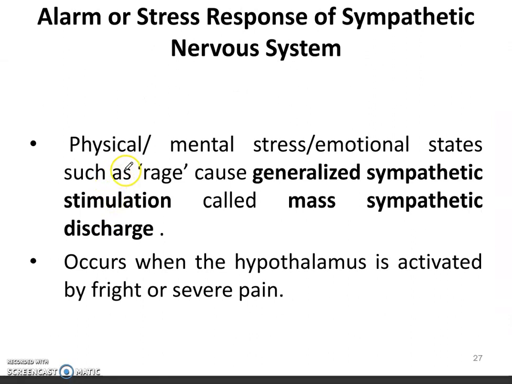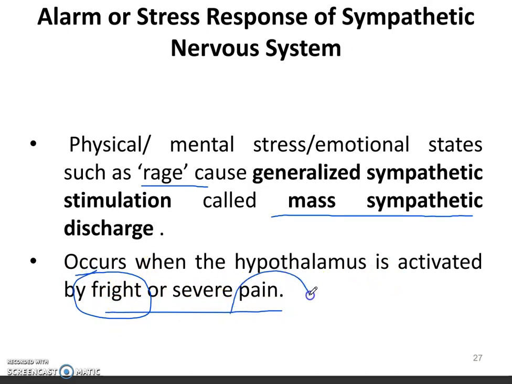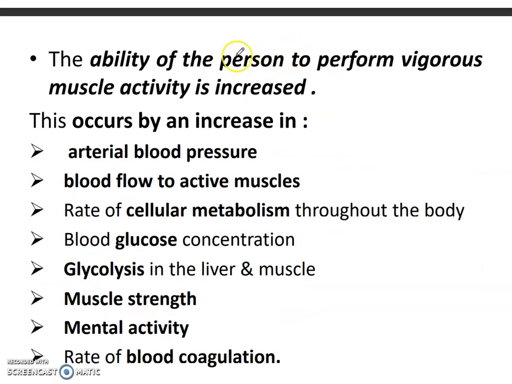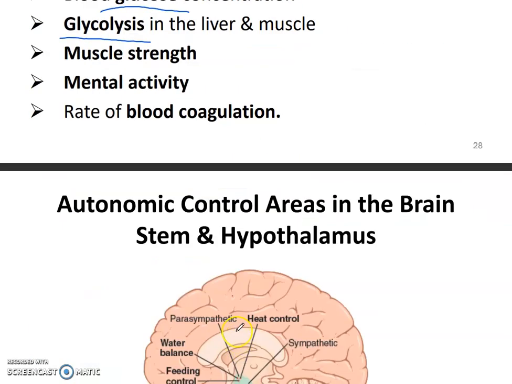Alarm or stress response of the sympathetic nervous system: physical and mental stress and emotional states such as rage cause generalized sympathetic stimulation, a mass sympathetic discharge. It occurs when the hypothalamus is activated by fright or severe pain. Even if you're afraid of something or in extreme pain, there is a stress response of the sympathetic nervous system. The ability to perform vigorous muscle activities increases in the stress response. The arterial blood pressure increases, the blood flow increases, the rate of cellular metabolism increases, blood glucose concentration increases, glycolysis in the liver and muscle increases, muscle strength and activity increase, and blood coagulation too.